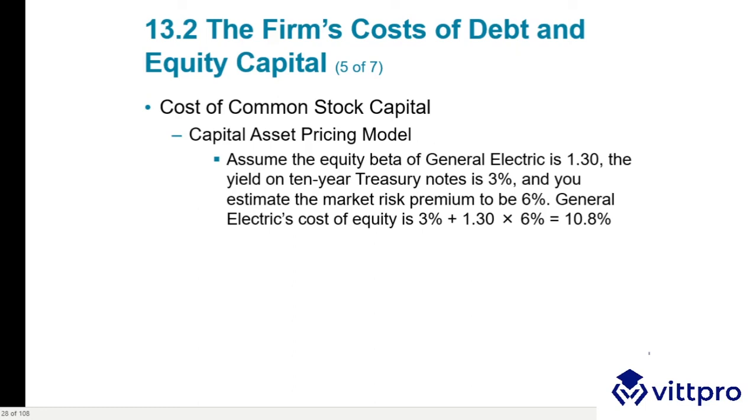So you use the positive beta, which says the relationship with the market, multiplied by the risk premium. We have to estimate the risk premium, so let's assume it's 6%. So the General Electric cost of equity will be the risk-free rate of 3%, plus the beta times the market risk premium, so it will be 10.8%.